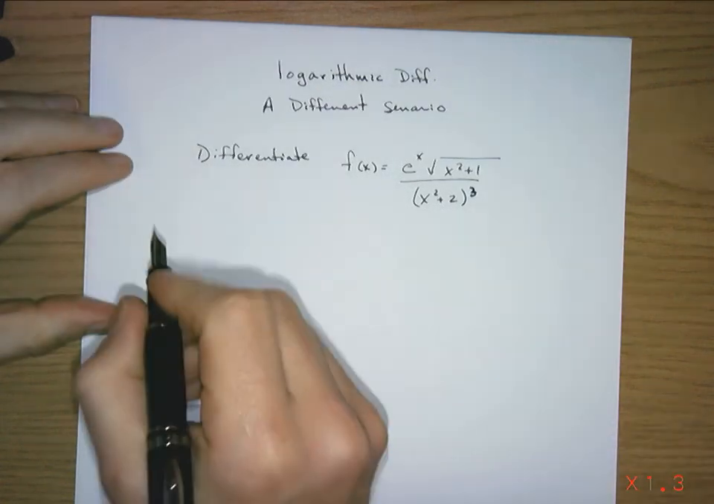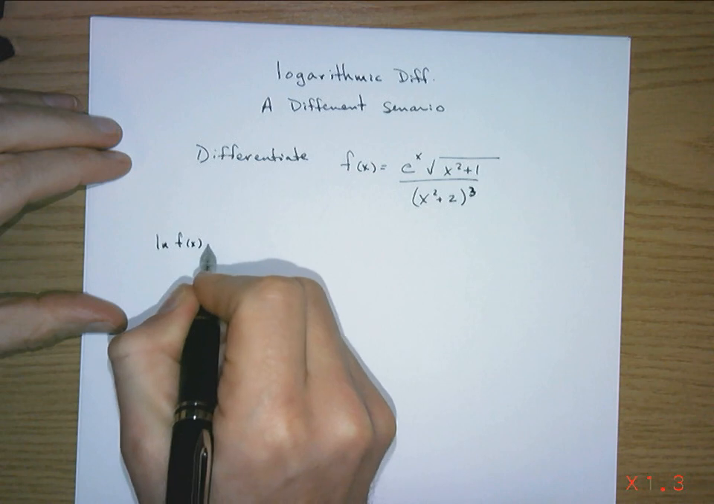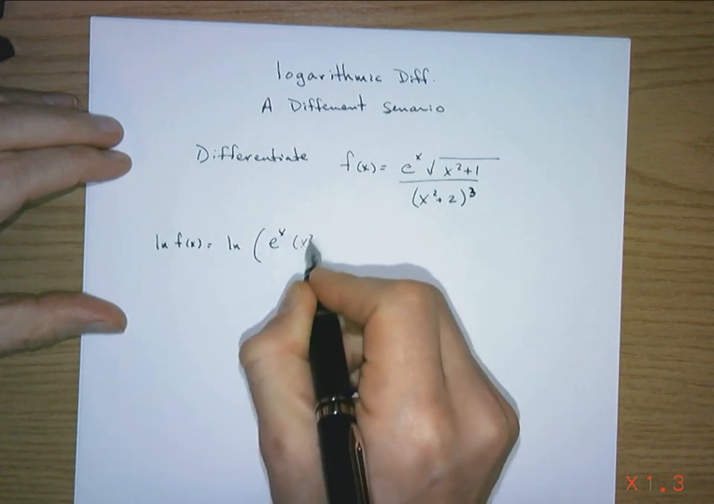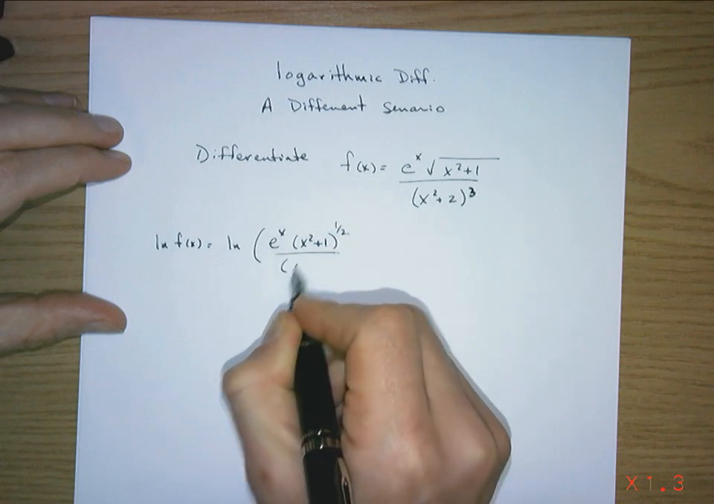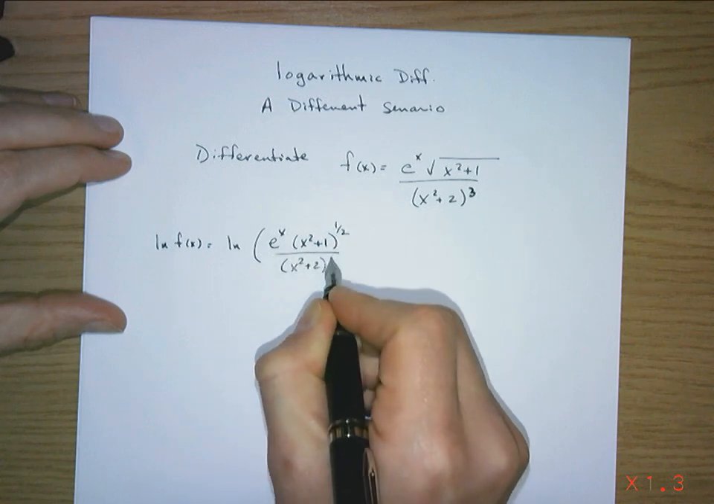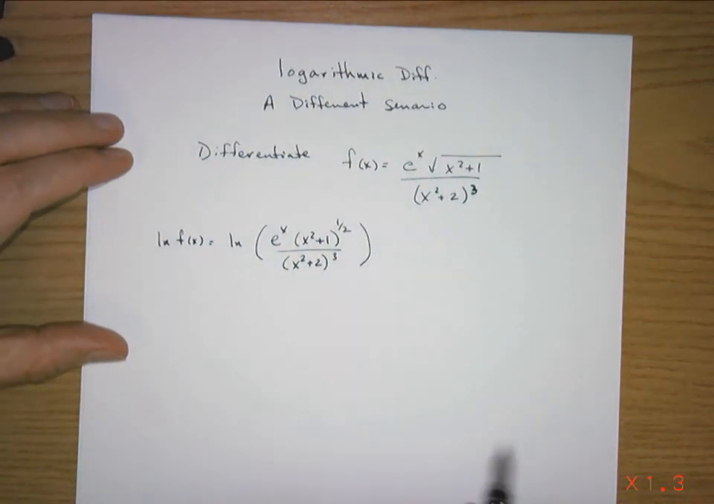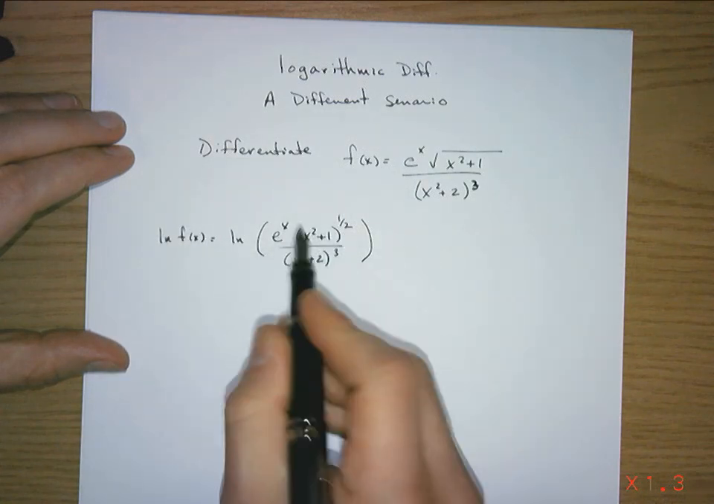What we can do is introduce a log of both sides. So it'll be the ln of f of x equals the ln of e to the x, squared plus 1 to the 1/2, all over x squared plus 2 cubed. Now, since we've taken the log of both sides, log base e, I could do the derivative of this.